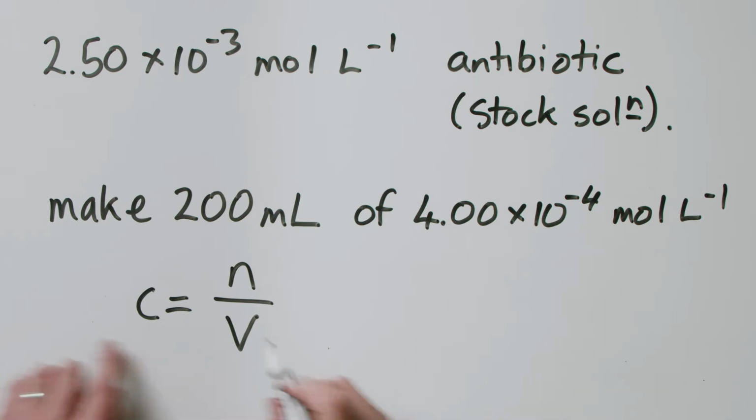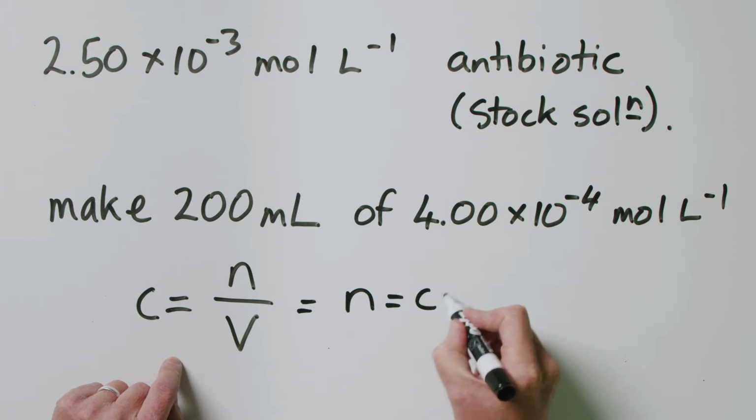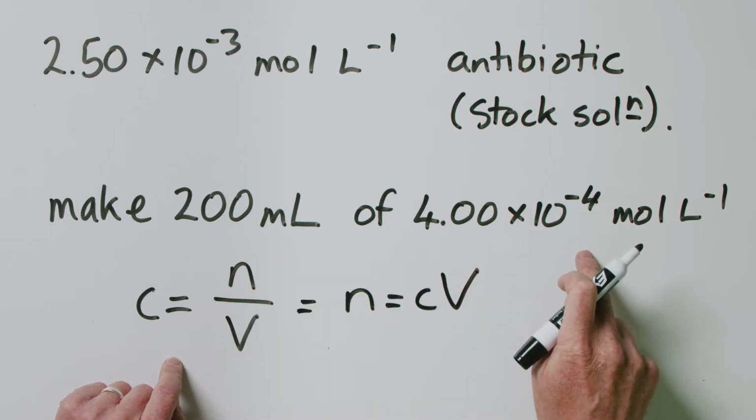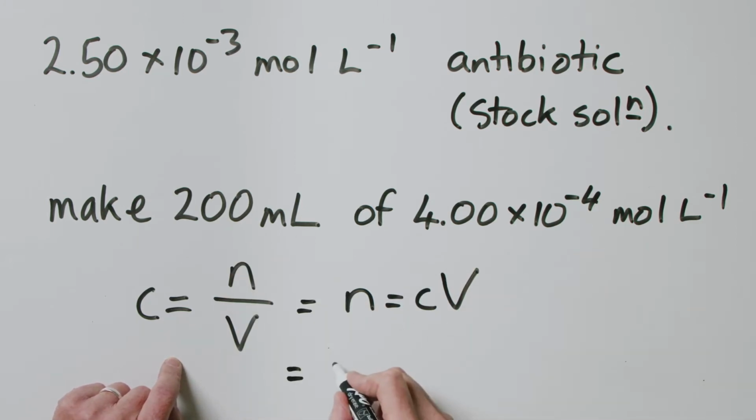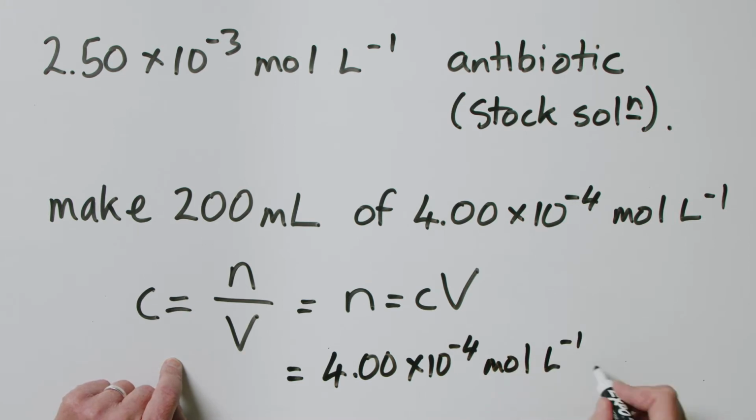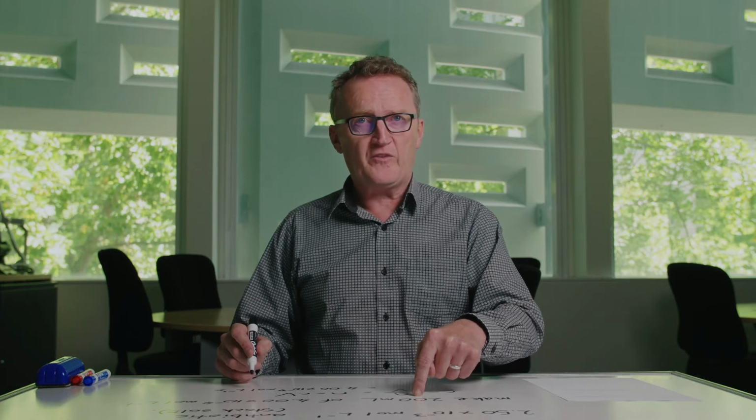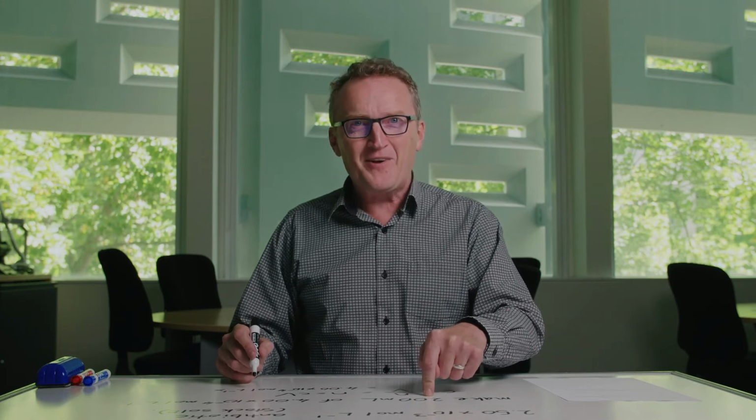So here goes. The first thing that we're going to do is say that the number of moles is equal to the concentration times the volume. The concentration being 4.00 times 10 to the minus 4 mole per litre, multiplied by the volume here, given in mils as it always will be, just to trap you.